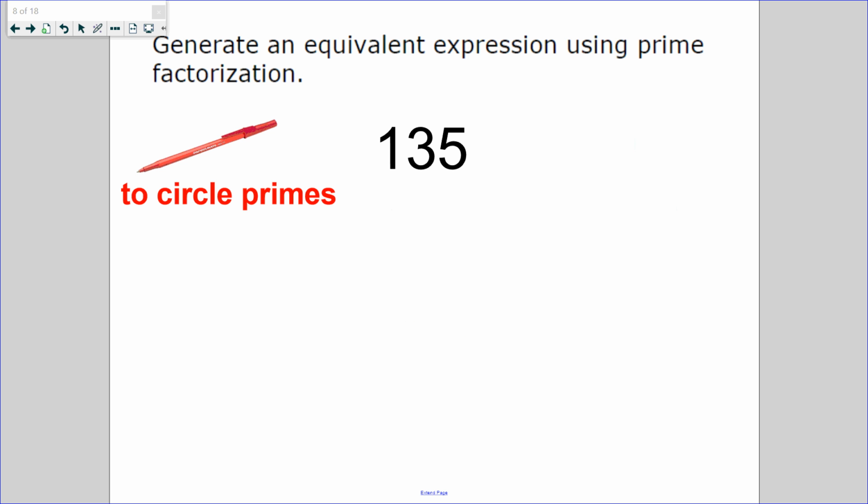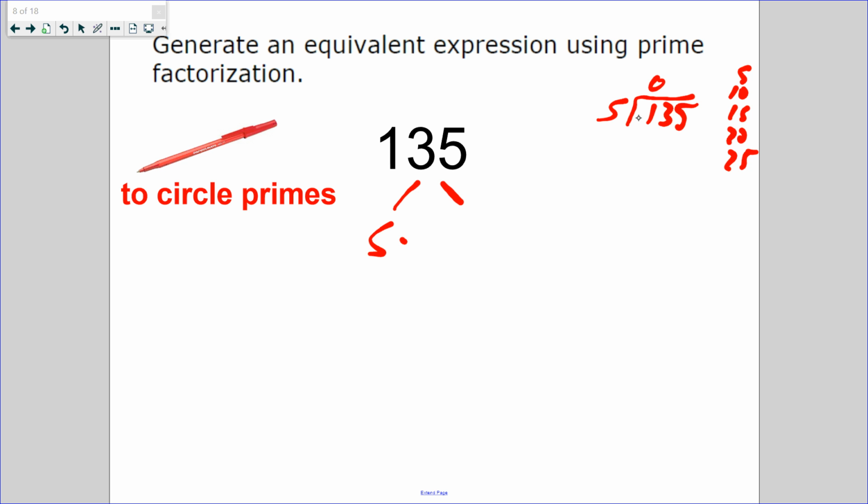So, generate an equivalent expression using prime factorization. What factors make 135? Well, it's not even, so I know it can't be divided by 2. But I see a 5 in the ones place, so I believe 135 can be divided by 5. It's divisible by 5. 5, 10, 15, 20, 25.